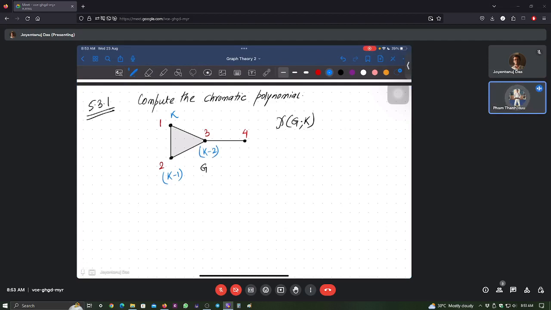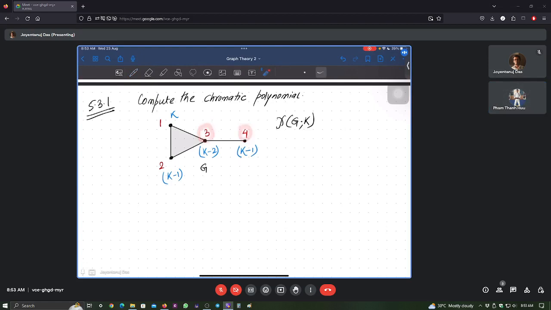The last one is also k minus one, right? Because it cannot have the same color as this one. So k minus one. Hence, this is k into (k minus one) squared, into (k minus two), right? Okay. What about this one?